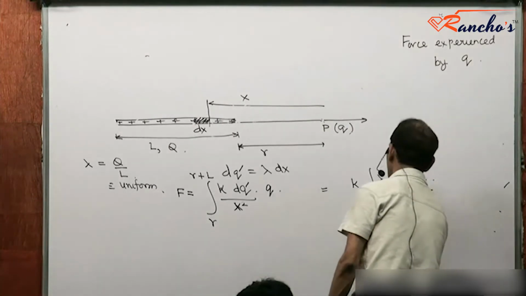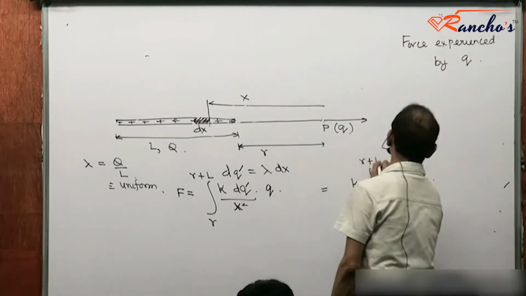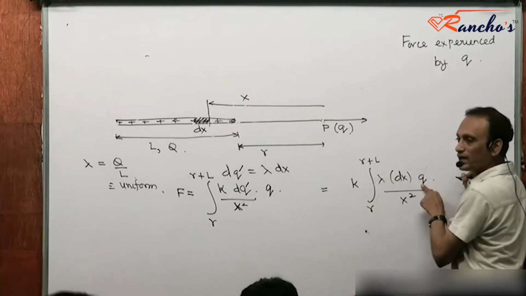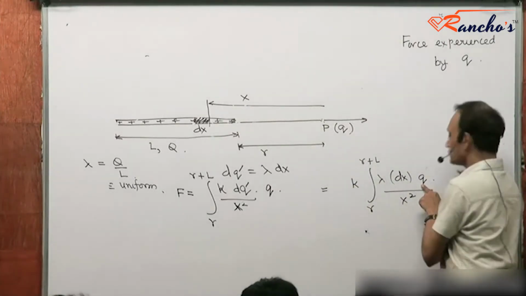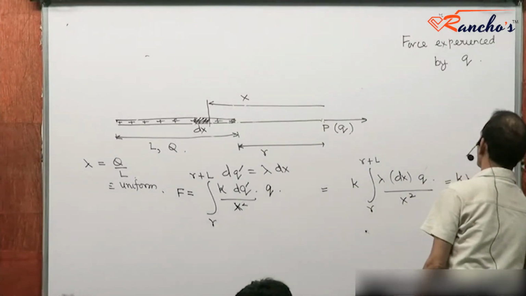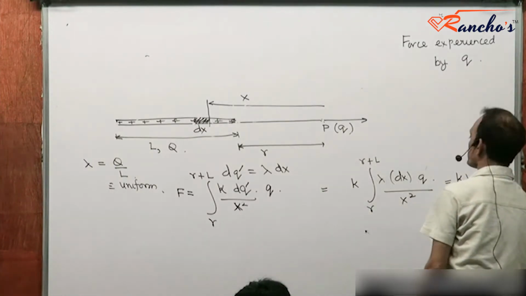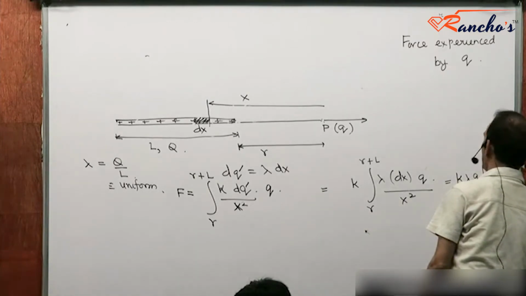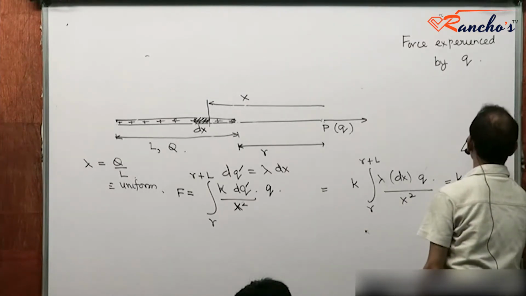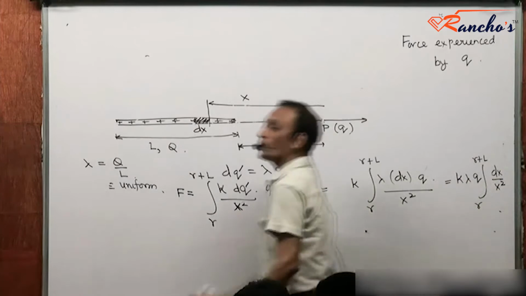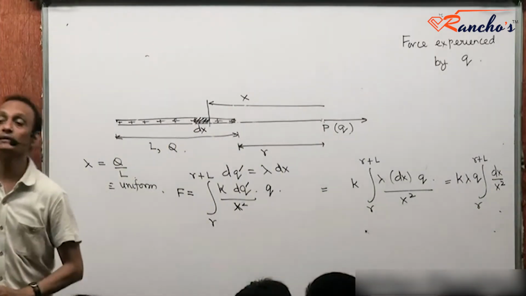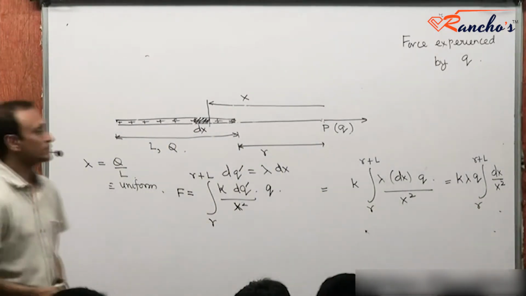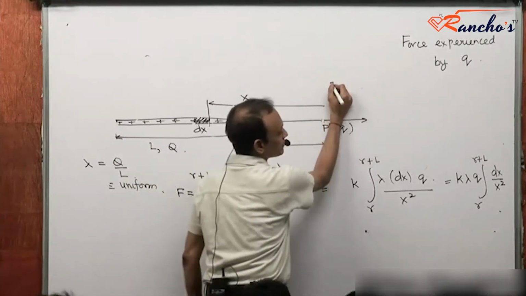x runs from R to R plus L. Lambda into q will come out, and all that you need to do is dx by x squared, where x runs from R to R plus L. 1 by x squared, when you integrate, you will get minus 1 by x.